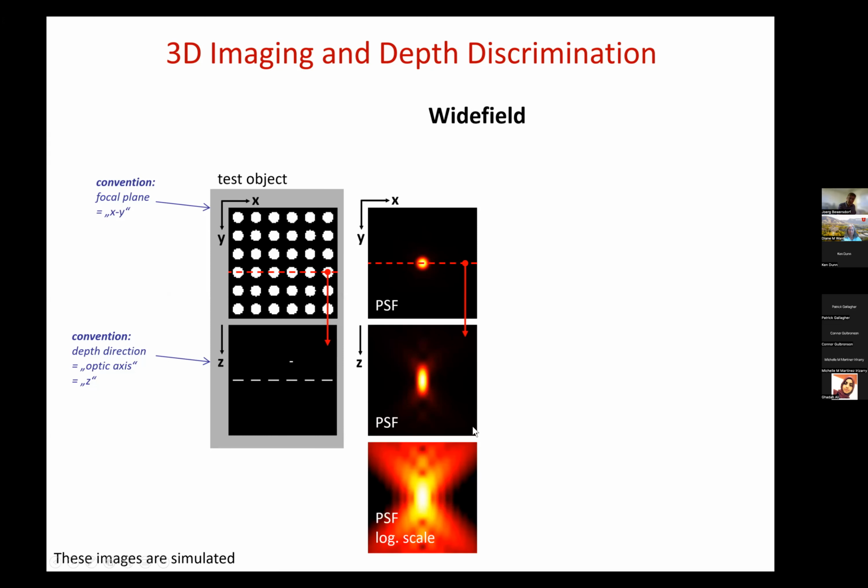However, if we plot this point spread function on a logarithmic scale, then you see that this color table is deceiving a little bit. There is actually signal above and below your point spread function. It's just quite weak and therefore hard to see.